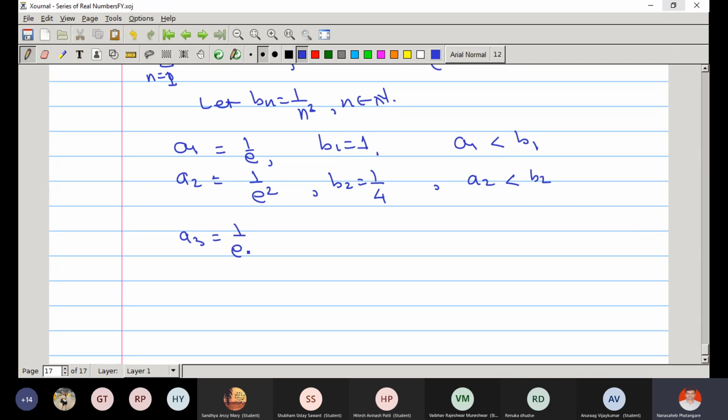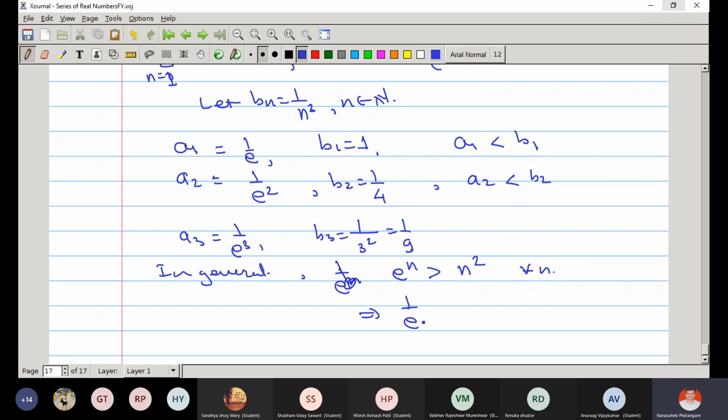A3 is 1 by e cube, and what is B3? 1 upon 3 raised to 2, that is 1 by 9. Now, can you prove that? So, in general, before that, is it true that e to the power n is greater than n square? Yes, sir. Right?